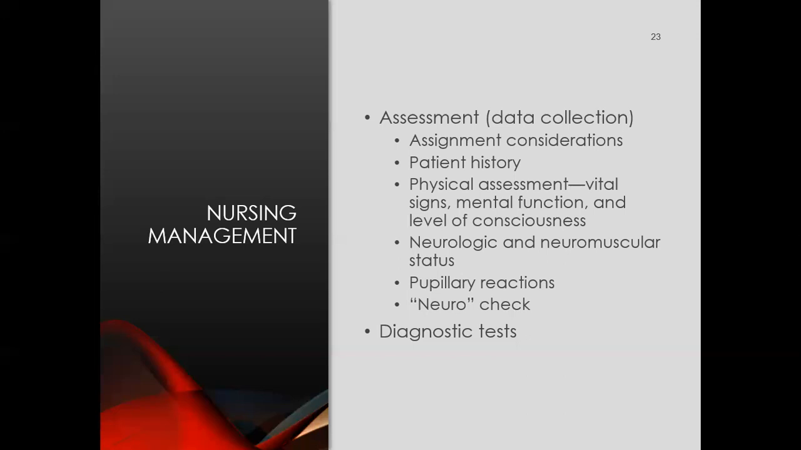So normal levels: clear color, low white blood cell count, 0 to 8 per cubic millimeter, protein of 14 to 45 milligrams per deciliter, chloride of 118 to 132 milliequivalents per liter, glucose of 40 to 80 milligrams per deciliter, and an ICP pressure of 70 to 150 centimeters of water, or less than 20 millimeters of mercury.